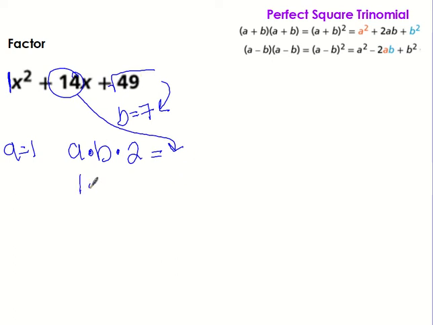So if I take 1 times 7 and times it by 2 and in fact get 14, then I know it's this kind of perfect square because it's also plus here. So when I factor this, I get x plus 7 squared. And that's all I have to write. I don't have to write it all the way out because it's exactly the same thing.